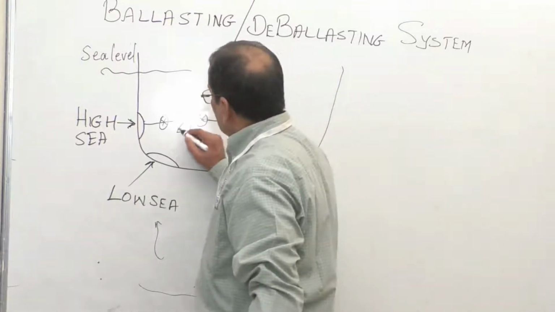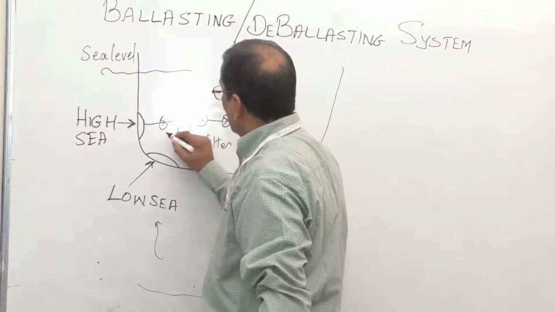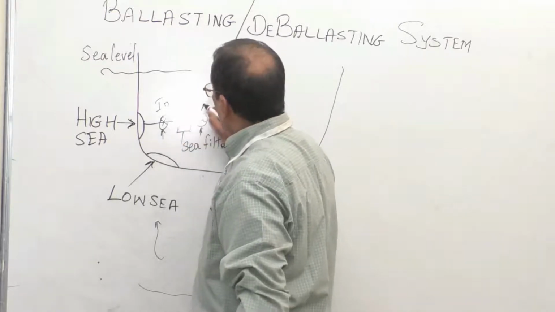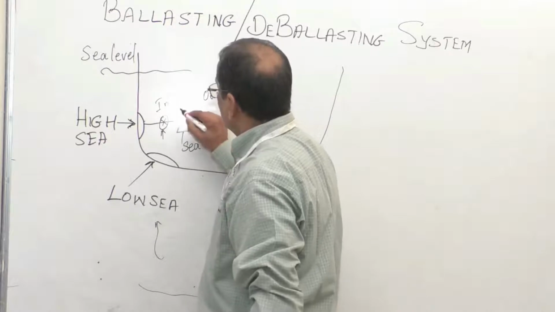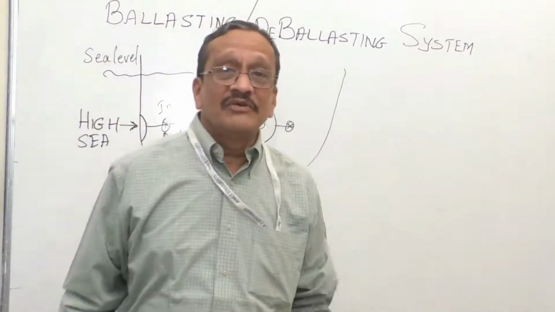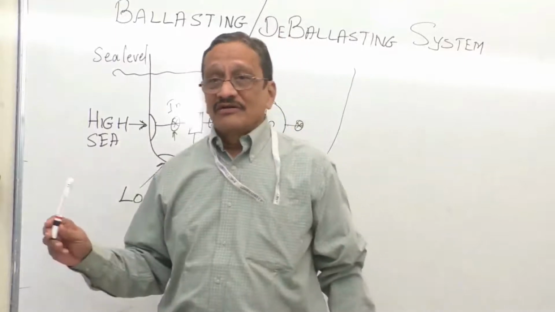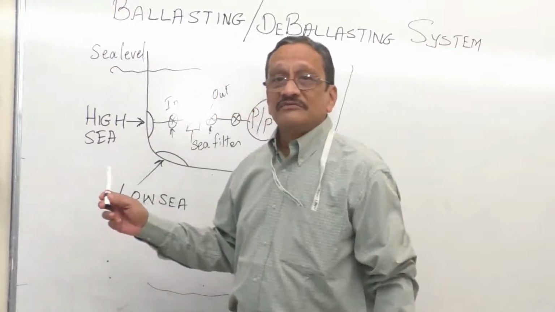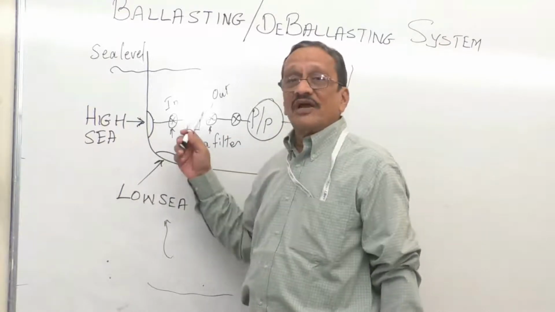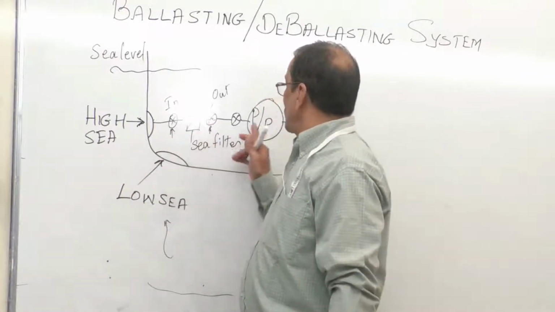So this is your sea filter. You also have an inlet valve and an outlet valve of the filter. This filter plays a very important role, please mind you, because we don't want any microorganisms to enter into our system. So you have these filters which will filter out any of these things. And finally, it is going over here.